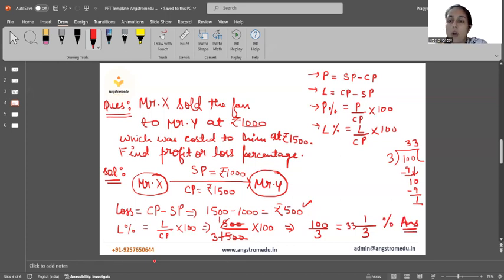for loss. It means Mr. X has sold it at a loss, but at what percentage? 33 whole 1 by 3 percent. Or we can say he has just completed this transaction by loss. And what was the amount of loss for that? That was 500. All right. I hope this question is clear to you. Now moving on to the next question.